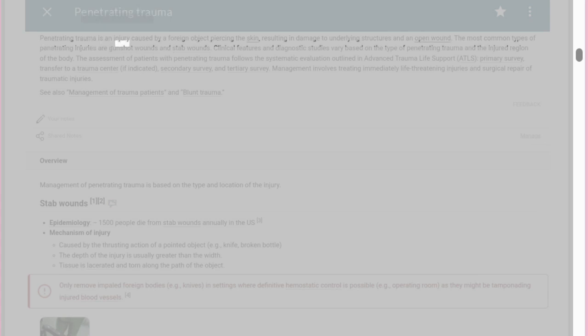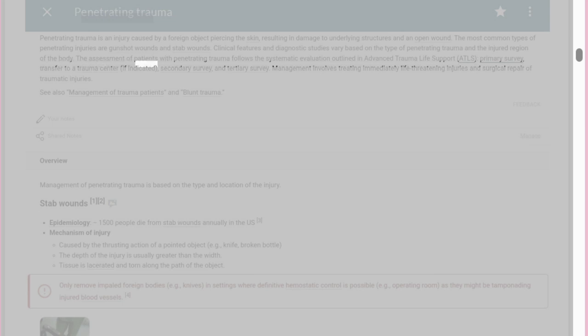Penetrating trauma is an injury caused by a foreign object piercing the skin, resulting in damage to underlying structures and an open wound. The most common types of penetrating injuries are gunshot wounds and stab wounds. Clinical features and diagnostic studies vary based on the type of penetrating trauma and the injured region of the body.